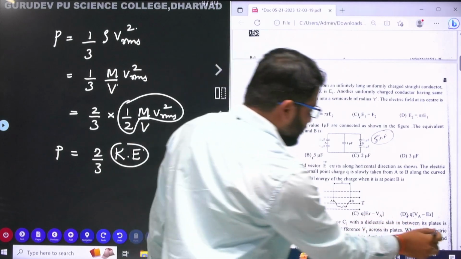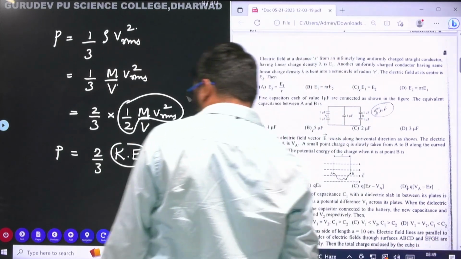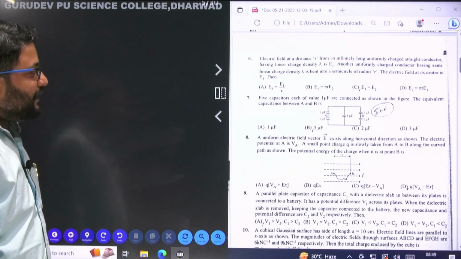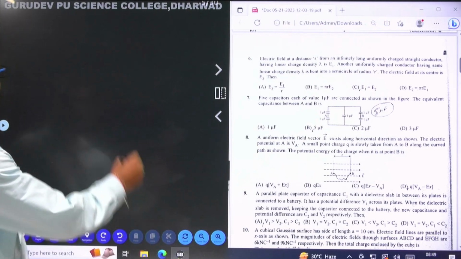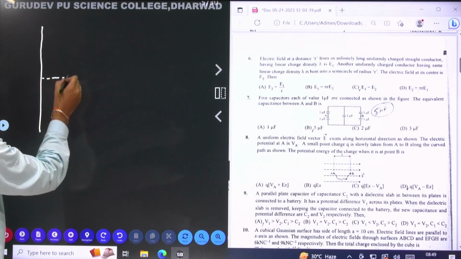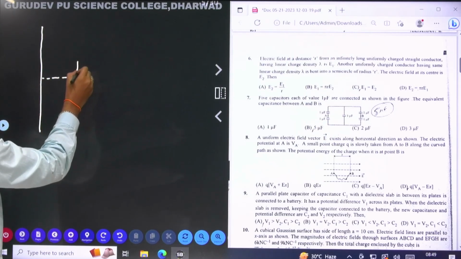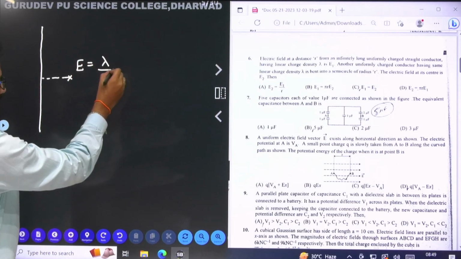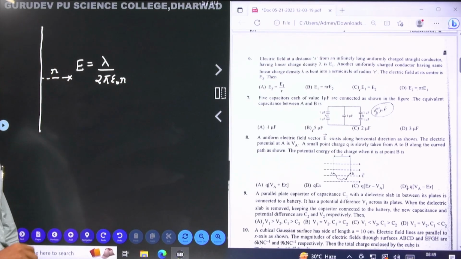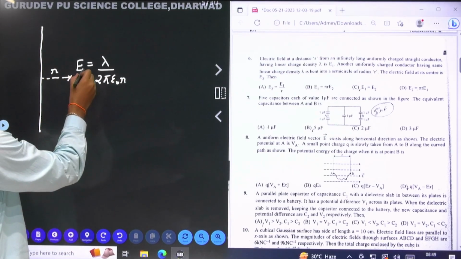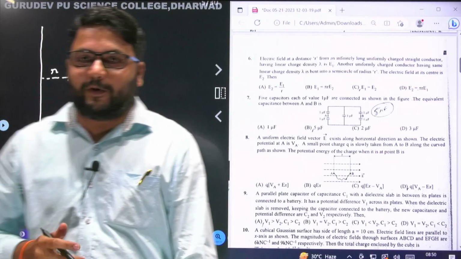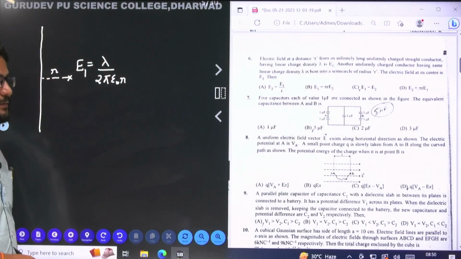Next is question number 6, from the first chapter, electric charges and fields, on the concept of Gauss law. For the infinitely long straight wire given here, the electric field at a point is E equal to lambda divided by 2 pi epsilon naught R, where R is the distance from the infinitely long charged wire. I'll mark this as E1, as given in the question. I'm not wasting time reading the question; I hope you have read it while writing the exam. So let's move to the next part.